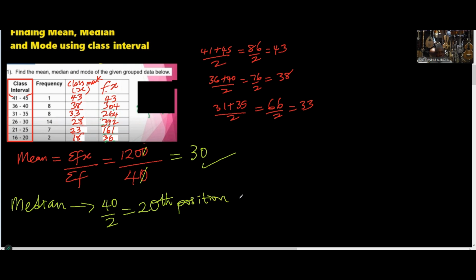So we're going to count which number falls in the 20th position. The second position is in this range, right? Then up to the ninth position is here. Up to the 20th position will be found here because what is 9 plus 14? That is 23, okay? So this is our median class. Is that clear? And the answer will be 28, okay?